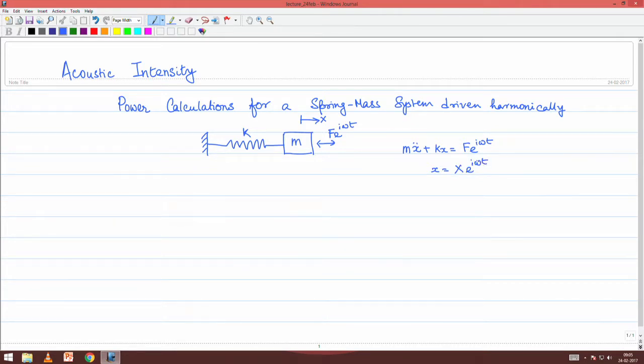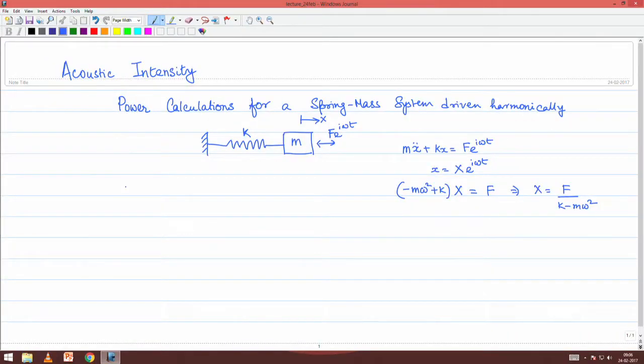So, we choose small x equals capital X e to the power I omega t, and if we make that substitution, we get minus m omega square plus k multiplying X equals F, which means capital X equals capital F divided by k minus m omega square. In other words, the displacement amplitude and the force amplitude are related by a constant real factor. So, the displacement and the force are in phase or out of phase depending upon whether k is greater than m omega square or k is less than m omega square.